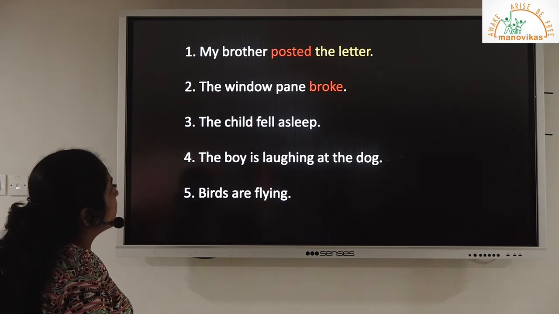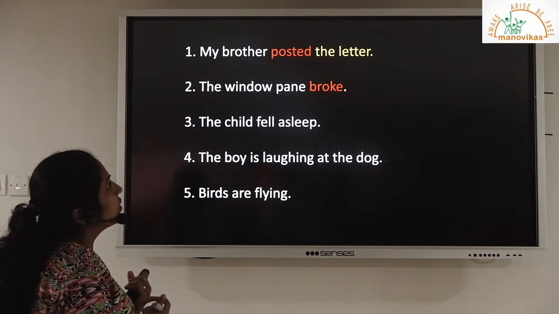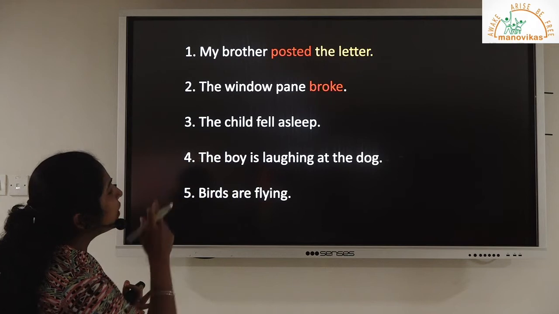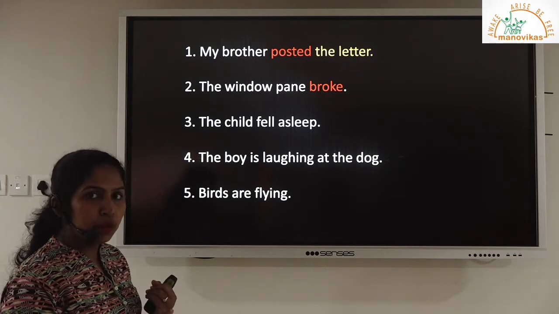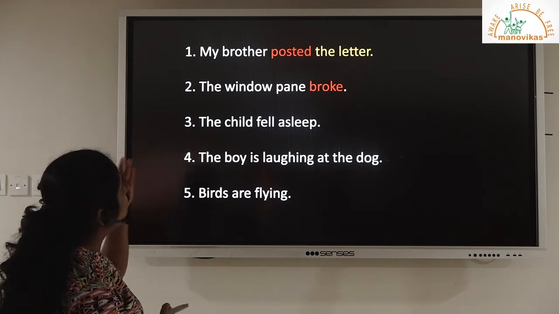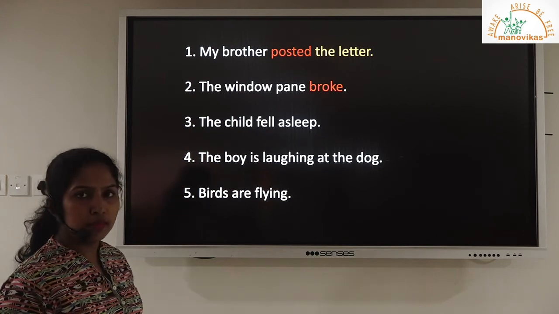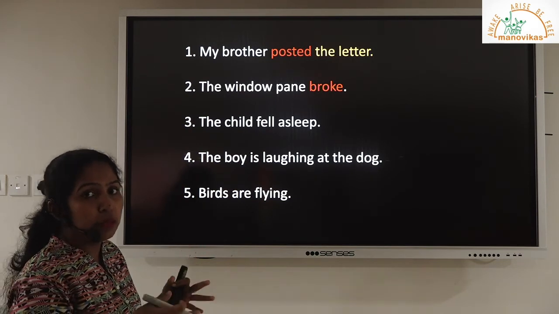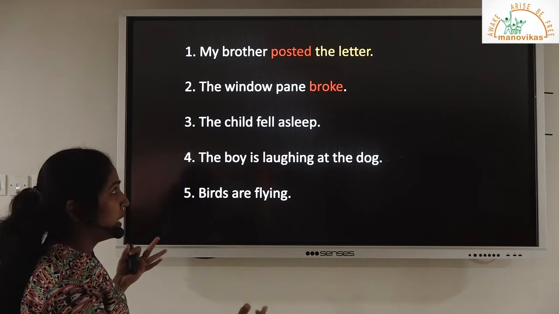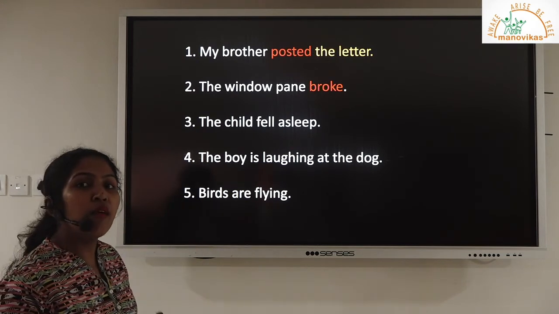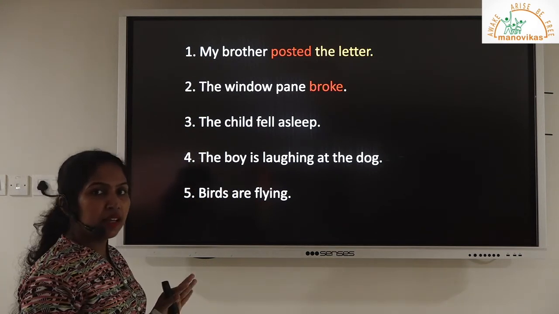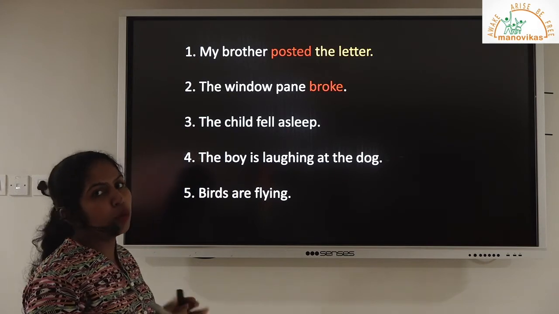My brother posted the letter. So we have the subject. What did he do? He posted what? The letter. That is a sentence that has a subject, a verb and an object. But the second sentence, the window pane broke. What broke? The window pane. So that becomes a subject. But what happened after that? It broke and there's nothing after that. We don't have an object. Hence, that would be a non-finite verb. Students, I have given 3 more, which I want you to identify and name whether it's finite verb or non-finite verb.